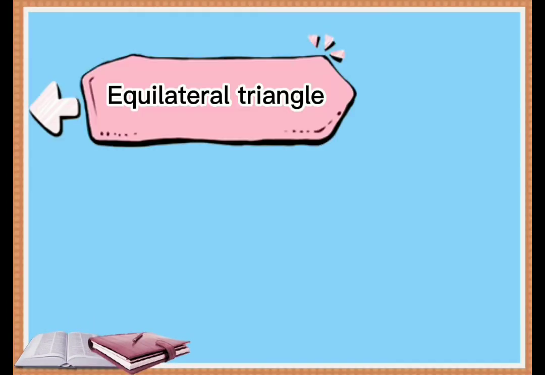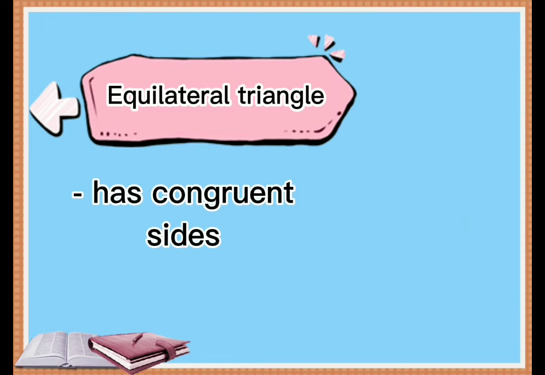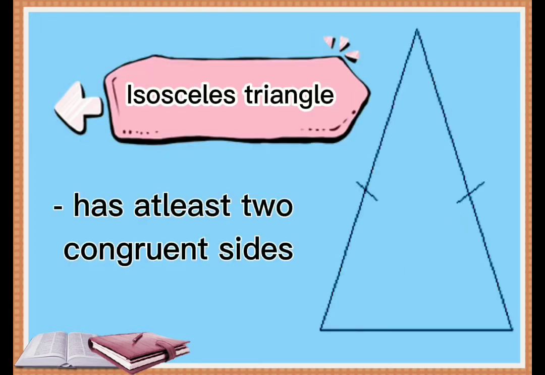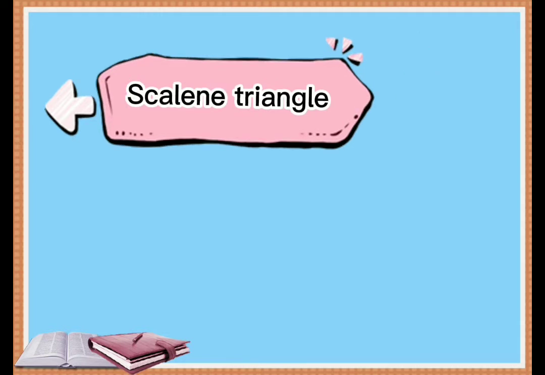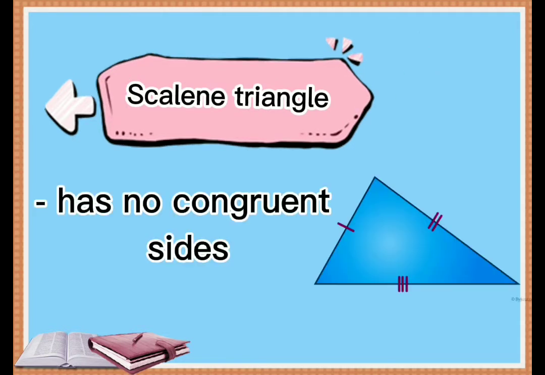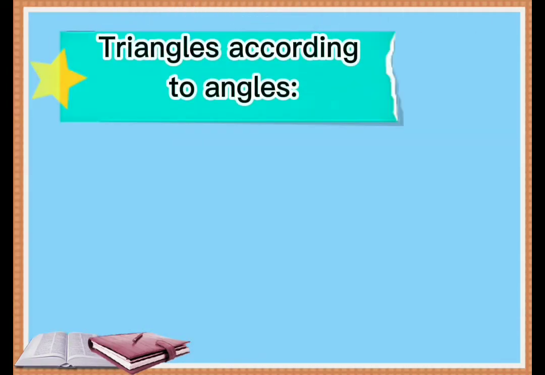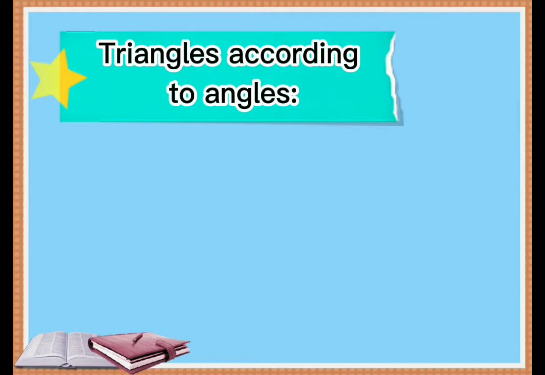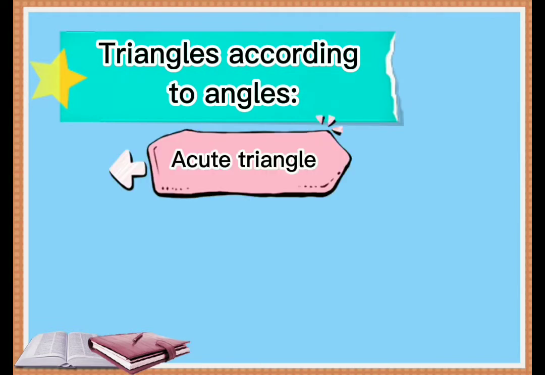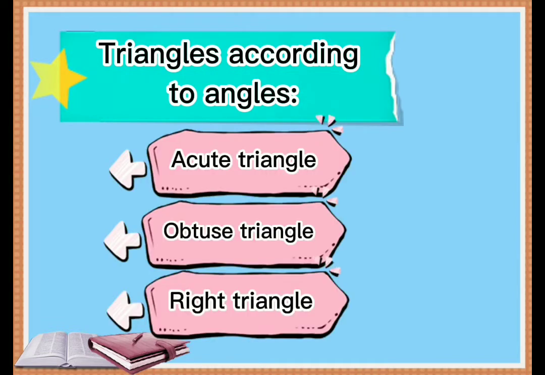An equilateral triangle has three congruent sides. An isosceles triangle has at least two congruent sides, and a scalene triangle has no congruent sides. Triangles are also classified according to their angles. These are acute triangle, obtuse triangle, and right triangle.